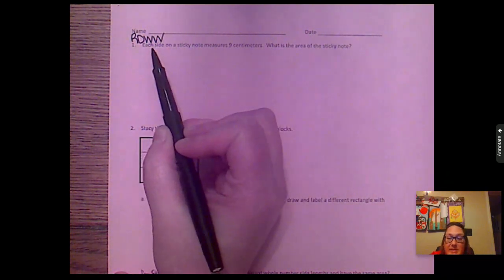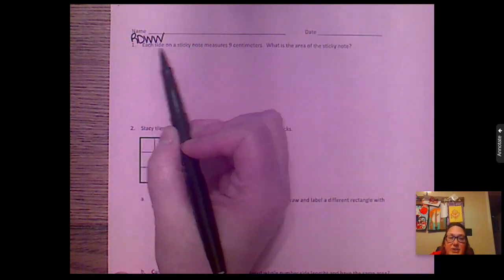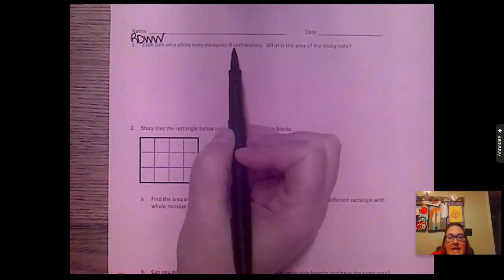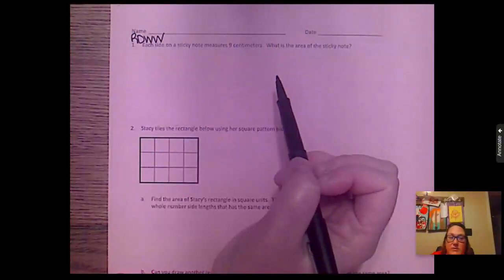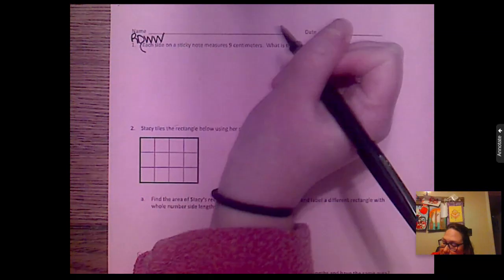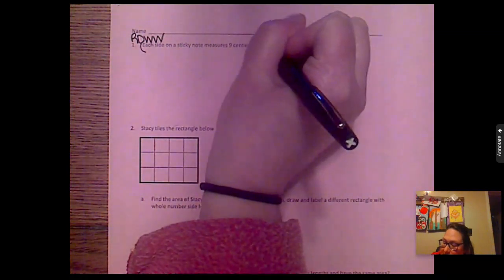Will you read this with me? Okay, here we go. Each side on a sticky note measures 9 centimeters. What is the area of this sticky note? Okay, so I'm going to look at that first sentence again for my read. Each side on a sticky note measures 9 centimeters.